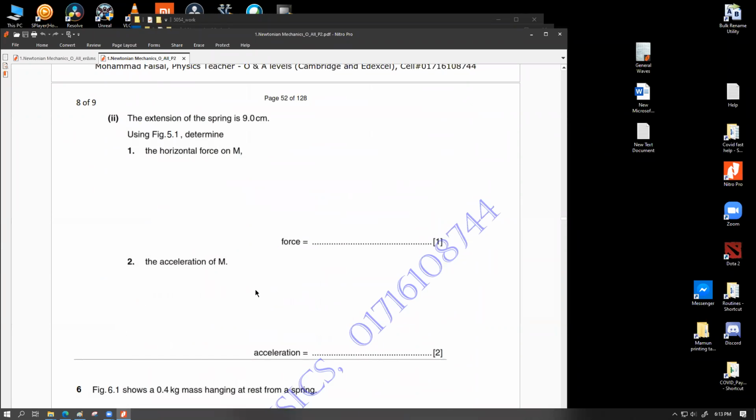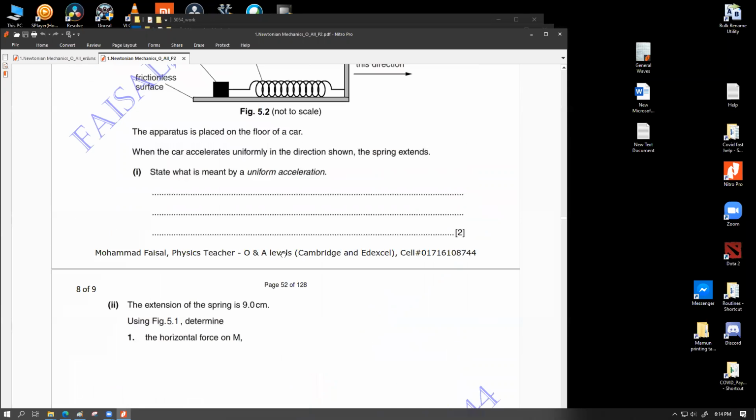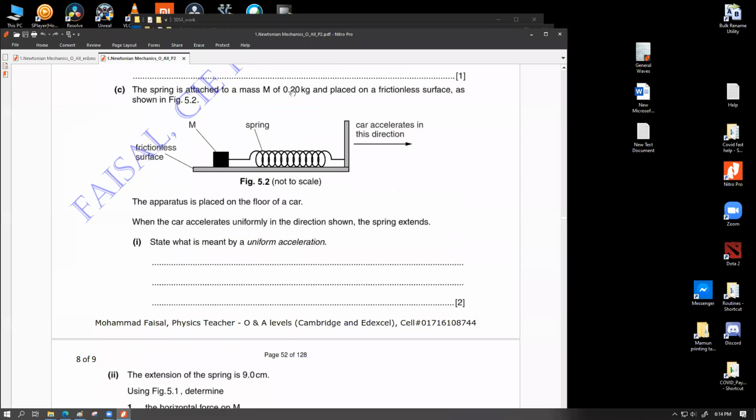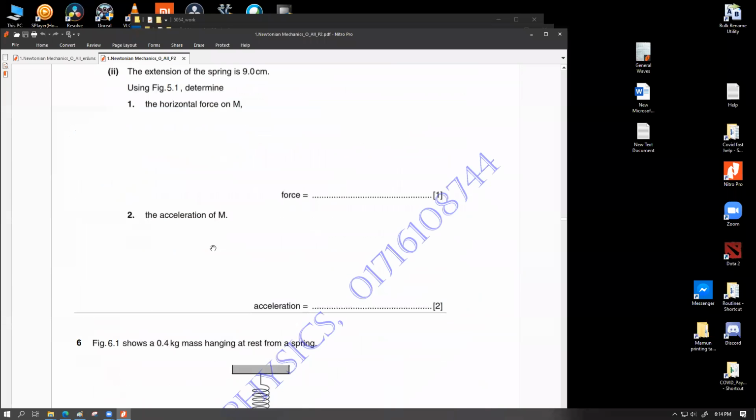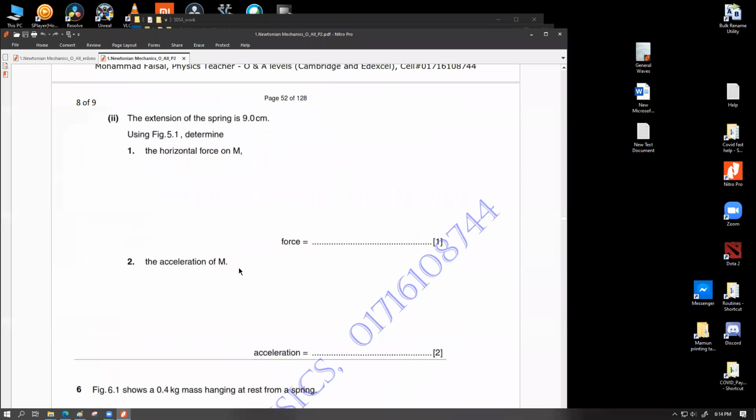But for the acceleration, you would need this space, because you have the value of force and you have the value of the mass of the block. Is the mass of the block given anywhere? Yes, it is 0.20 kg. So you can use F equals MA to calculate the acceleration. Is that clear?